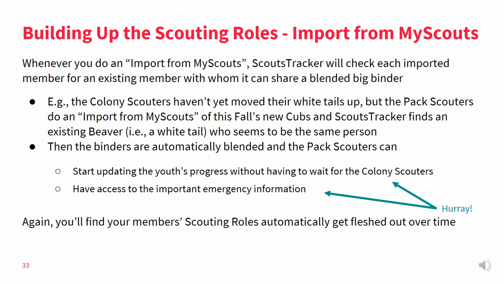Additionally, these relationships can be found during an import from My Scouts. During such an import, if ScoutsTracker needs to create a new member, it will first check through the entire database looking for any other member in any other section with whom it can possibly share a blended big binder. This can be kind of useful. For example, if the Colony Scouters haven't yet moved up all of the whitetails, but the pack scouters are already eager to go, and they do an import from My Scouts and they find some new cubs who used to be the whitetails in the colony.